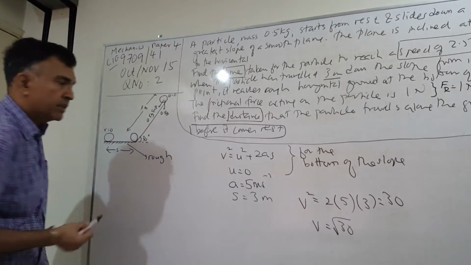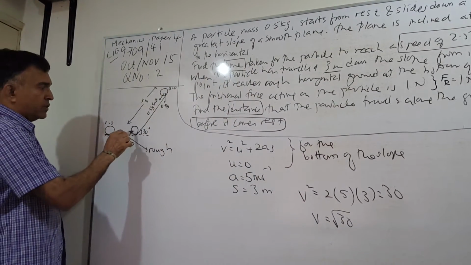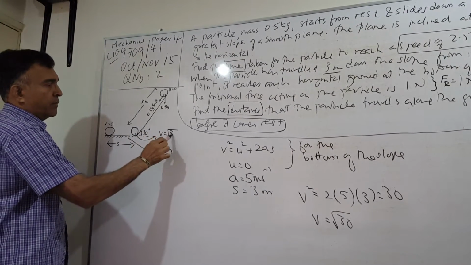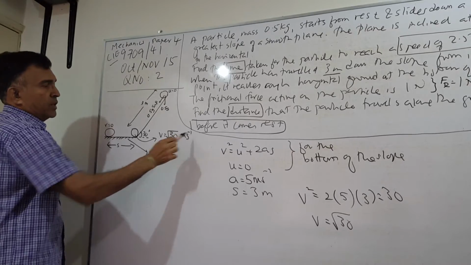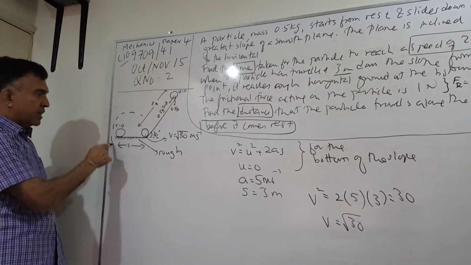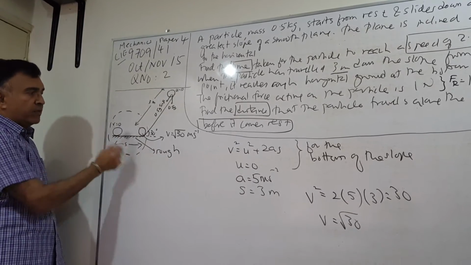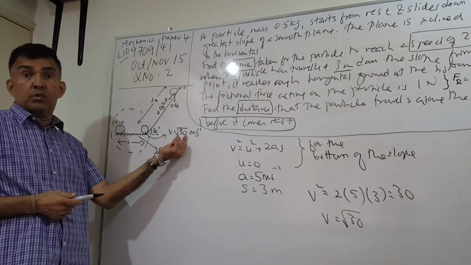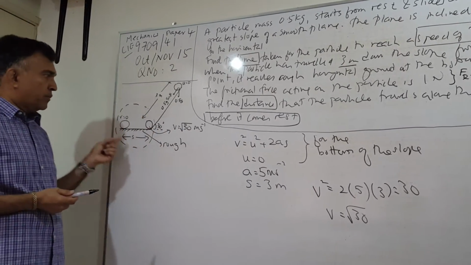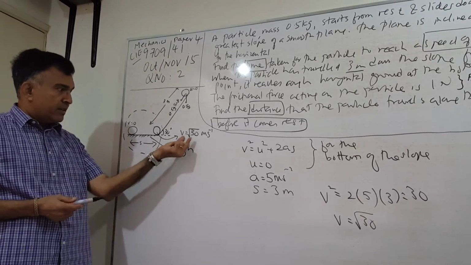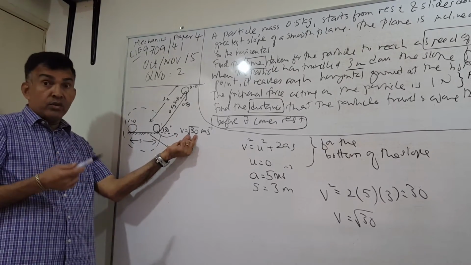So at this point, my v is the square root of 30 meters per second. For this part of the travel on horizontal ground, please remember that this becomes my initial speed. Again, for this part of the motion on horizontal ground, which is rough, remember this becomes my initial speed.